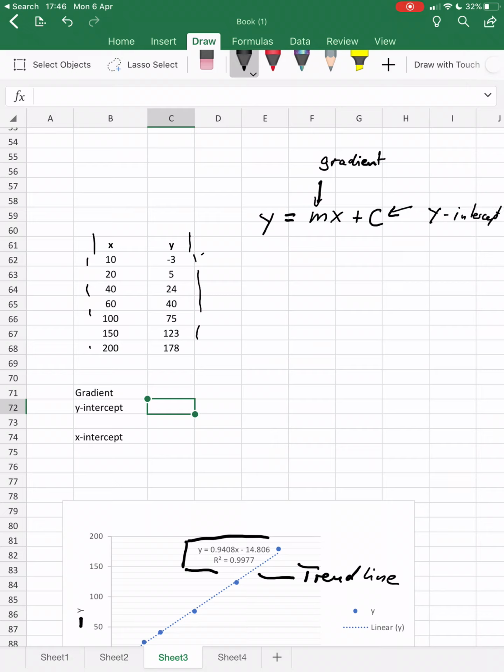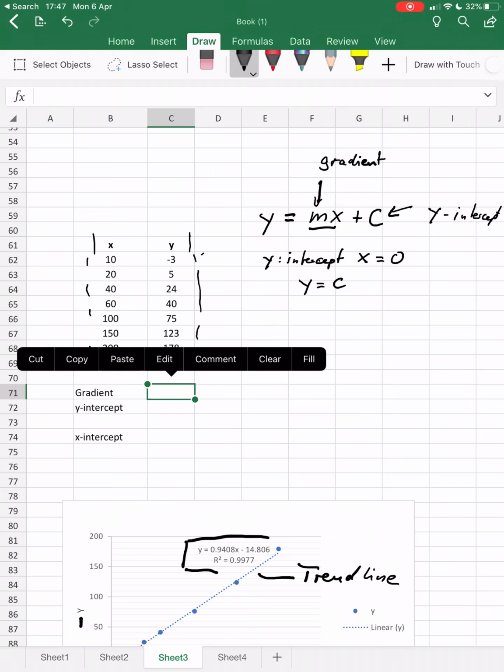And we can find the y-intercept when we set x equals 0. So then this term is 0 as well, and y equals c. Now, as I said, we can do that with our scatter plot and the trend line, but Excel also has a very nice way of calculating these values.